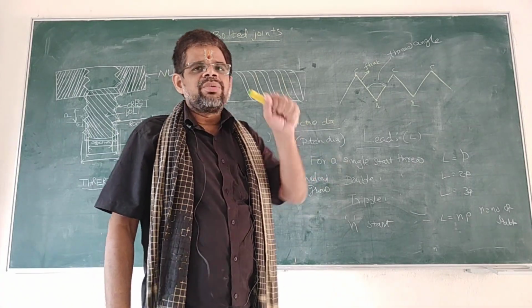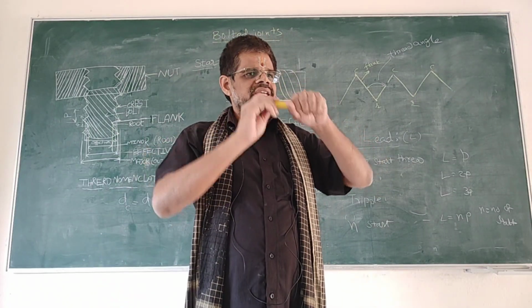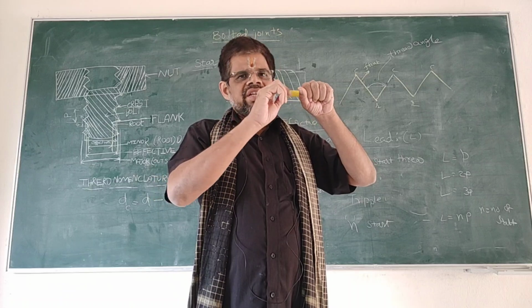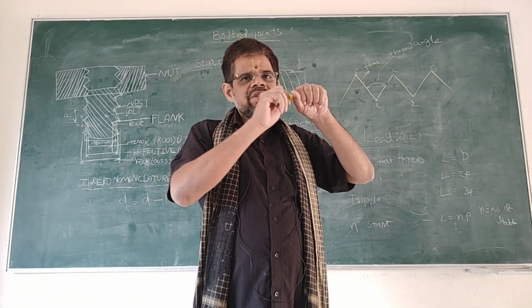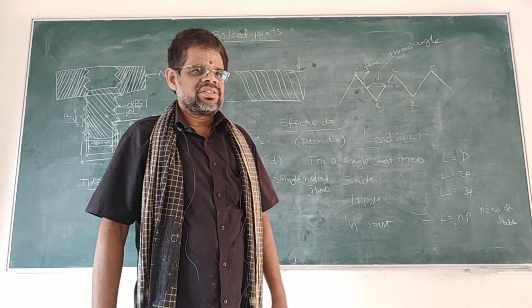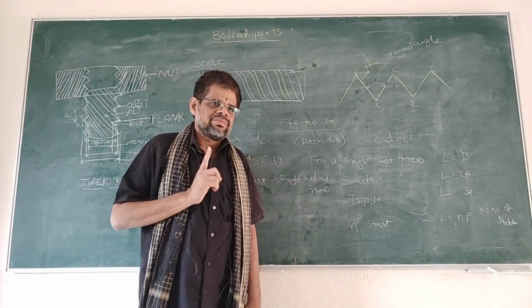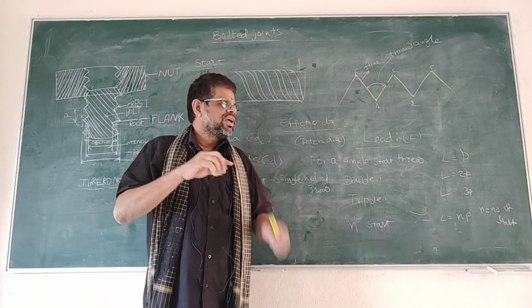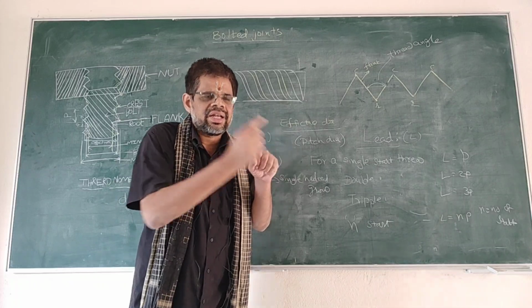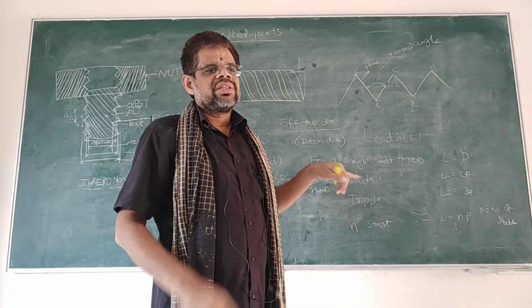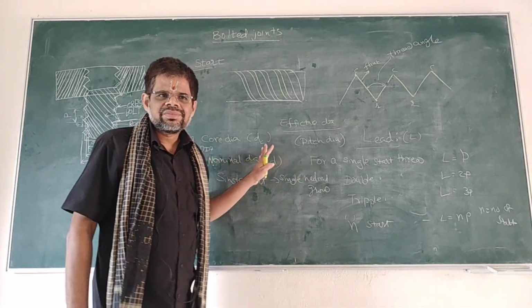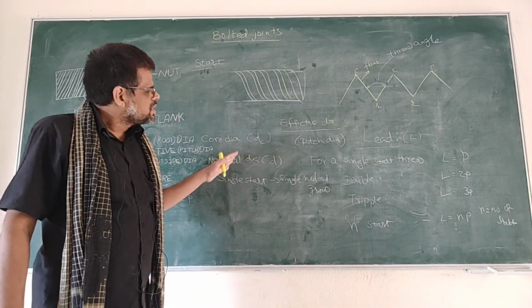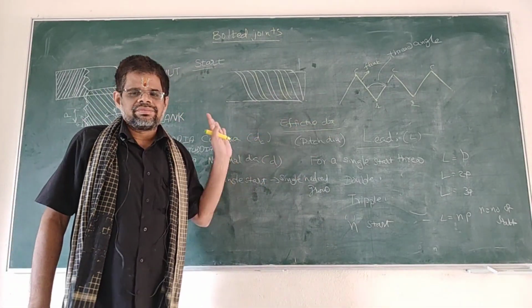So a double start thread will move a distance double that of the single start thread. Similarly, a triple start thread will move a distance triple that of the single start thread for one revolution. That's why, if you want to engage the bolt quickly into the nut, you have to go for multi-start threads. Is it clear? So this is about starts and lead.